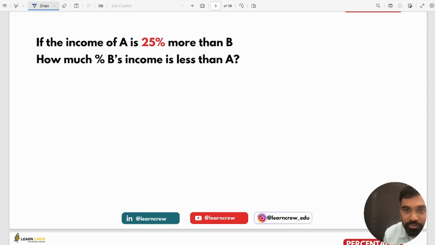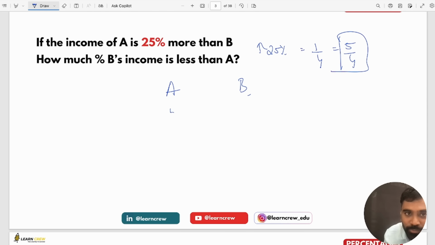Let me start from the first thing. 25% increment means 1 by 4, that is nothing but 5 by 4. So what is 5 by 4? Whose value is 5 and whose value is 4? A's value is 5 and B's value is 4. A is 25% more than B, so A is higher. A's value is 5, B's value is 4.